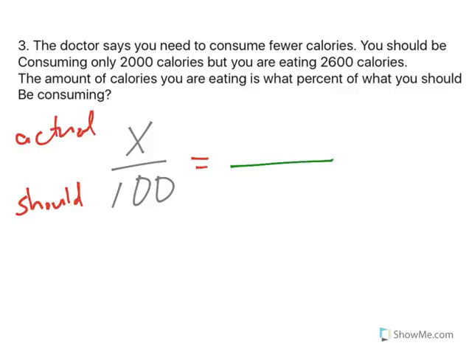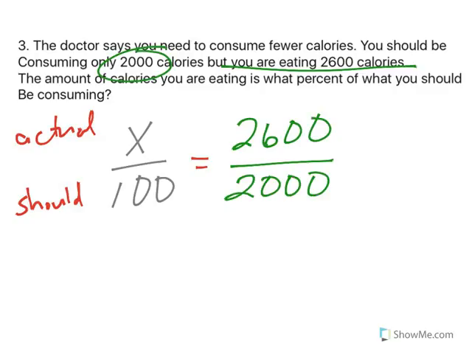So when I look at this, I'm actually eating 2,600. I should be eating 2,000. You know what? Nobody's going to tell me what to do. I'll do what I want.